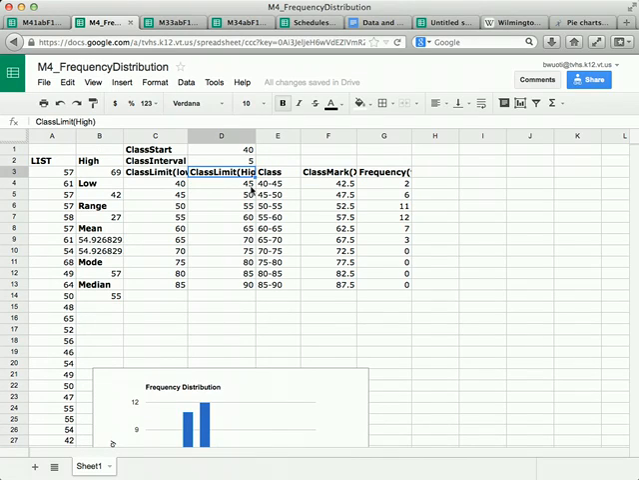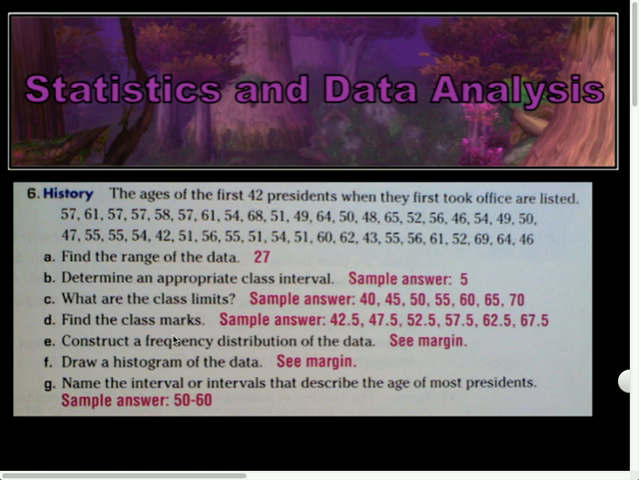So then you can see my classes. I've got my limits there for each of those, my low limit, my high limit for each. And then it says find the class marks. What are the class marks? Do you guys remember?